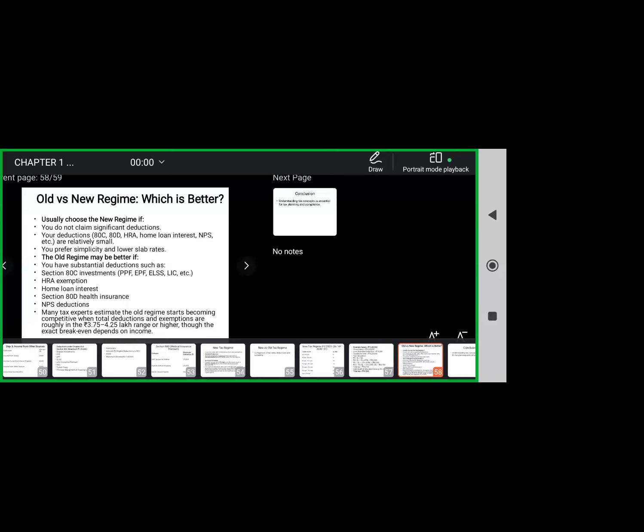The old regime may not be better if you have substantial deduction under section 80C, PPF, EPF, ELSS, LIC, etc. Tuition fees also. HRA exemption, home loan interest, section 80D is health insurance, NPS deduction. So if what we have and how we can save.